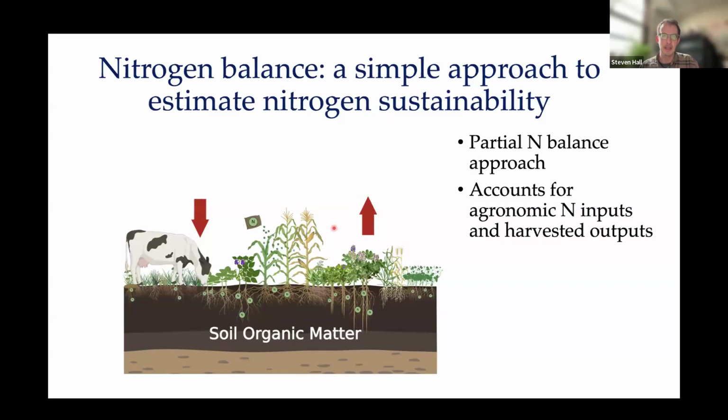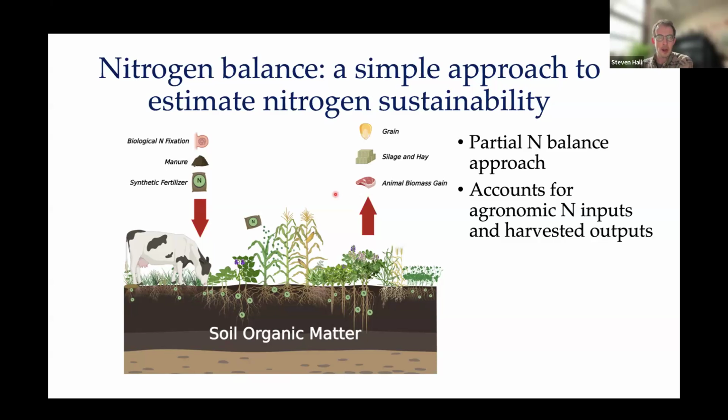What I'm going to discuss today is what we call a partial nitrogen balance approach, where we are thinking about our agronomic nitrogen inputs to our cropping system, as well as our harvested outputs. In terms of inputs, we're thinking about sources of nitrogen like biological fixation, shown here by this root nodule, manure, and synthetic fertilizer. In terms of outputs, these are different across our systems, but often include grain, as well as the vegetables that we saw in Go Long's presentation, silage and hay, as well as the biomass gain of any animals that might be grazing in our cropping systems.